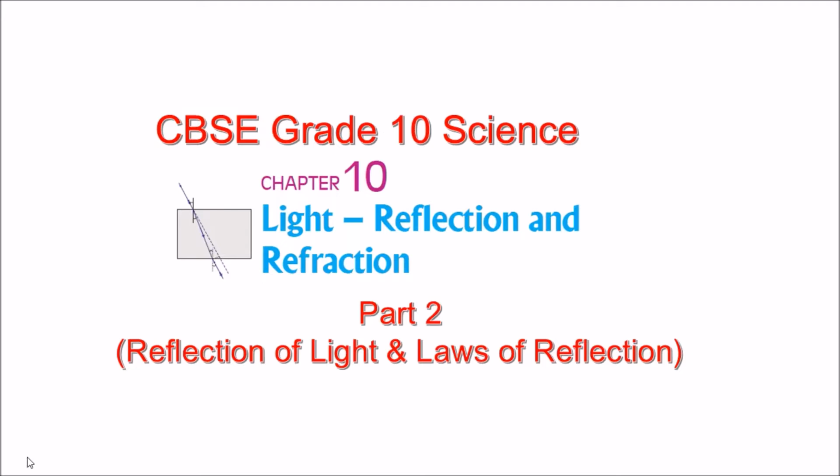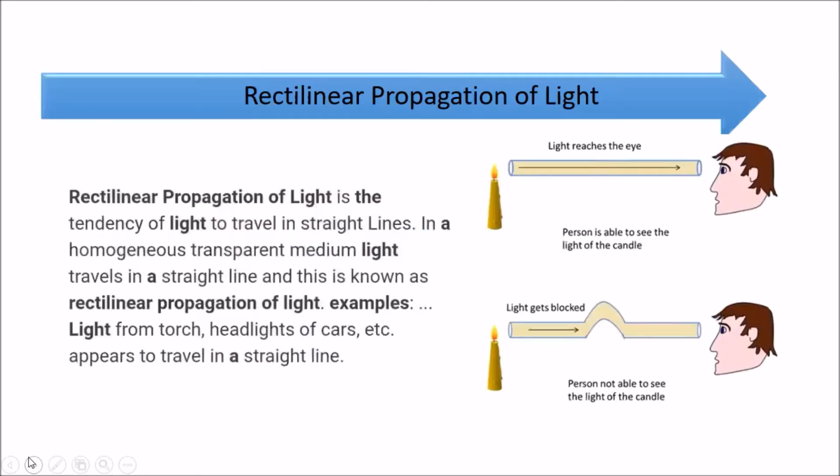So let's move ahead. Before we actually go ahead with reflection of light, we need to understand one important concept, which is rectilinear propagation of light, which means light always travels in a straight line. You take a paper, make a roll out of it, and if you try to observe anything through that paper, you will observe that if it's a candle, the candle light is visible. But if you fold the paper and then try to observe, you'll not be able to see it. That proves that light always travels in a straight line. So the phenomenon of light traveling in a straight line is called rectilinear propagation of light.